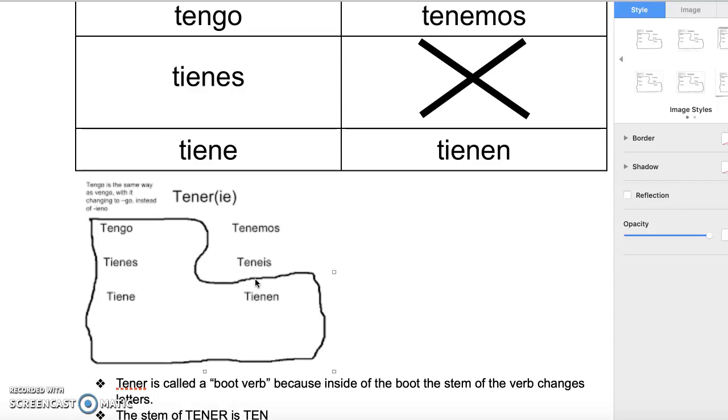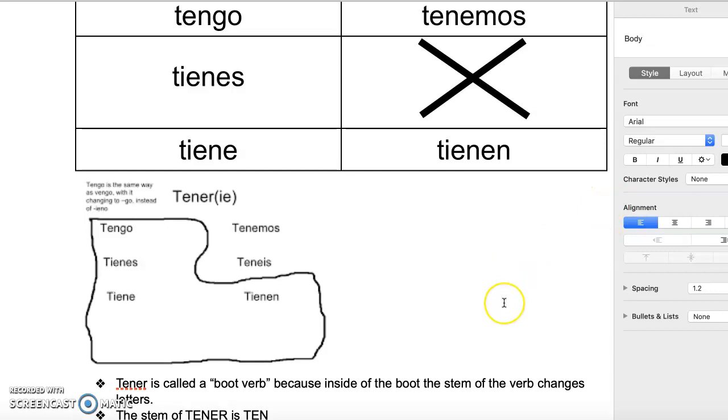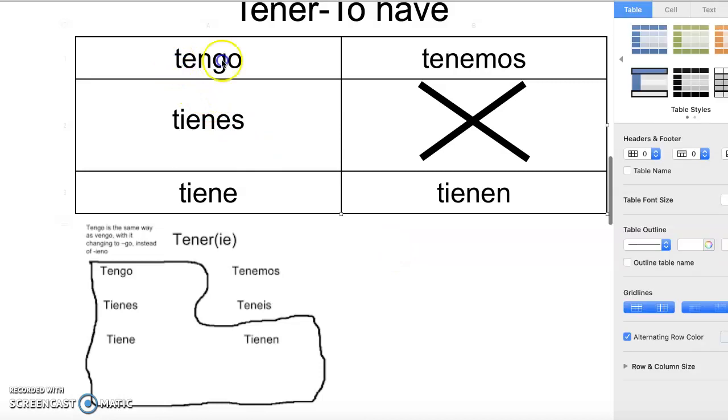So if you Google tener boot verbs, some of the boots have a hat on it. Okay, so think of it like a cuff on the boot or fur. Okay, you have Ugg boots and then there's fur at the top. So the fur at the top is the yo form, so that's somewhat separate from the rest of the boot. So inside the boot, but not the fur or the cuff at the top, has that stem change, and I see it here.